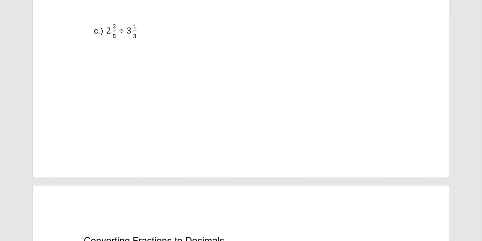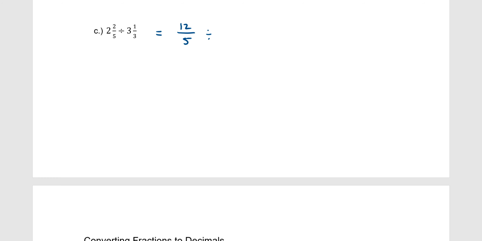Last one here, we have 2 2/5 divided by 3 1/3. So we have mixed numbers, so we have to change these to improper fractions. And 2 2/5 becomes 12 over 5.